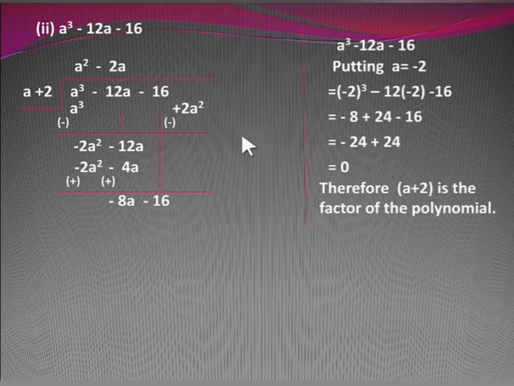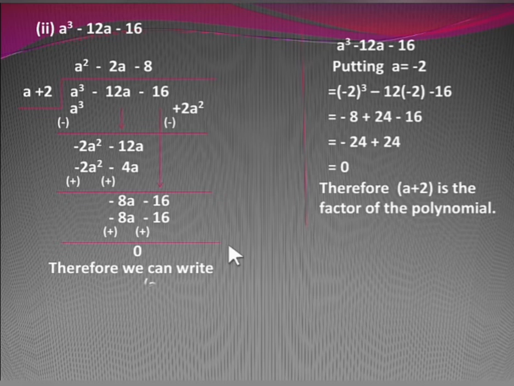Now a into minus 8, we get minus 8a. And 2 into minus 8, we get minus 16. Subtraction, change the sign. So 8a minus 8a becomes 0. 16 minus 16 becomes 0. Therefore the remainder will be 0.